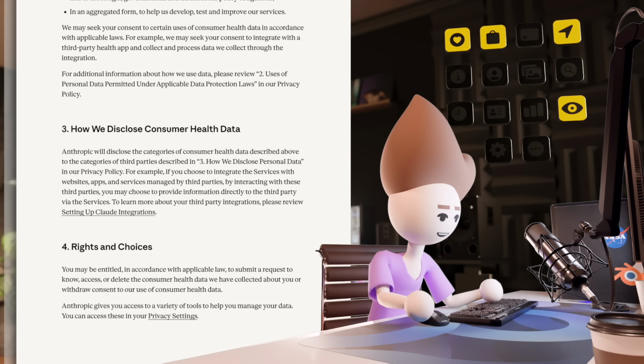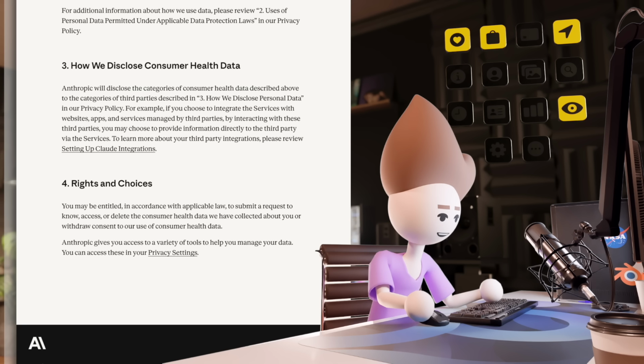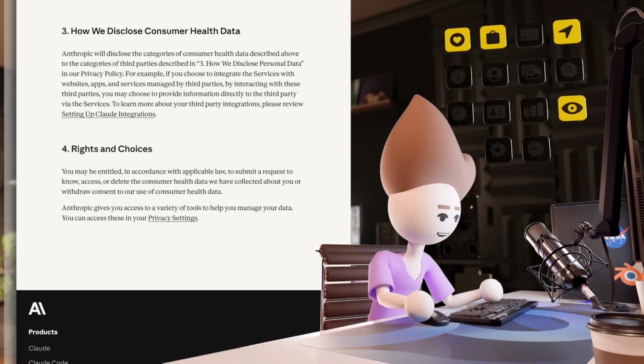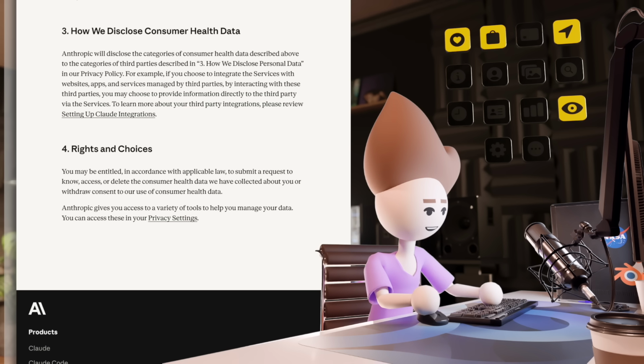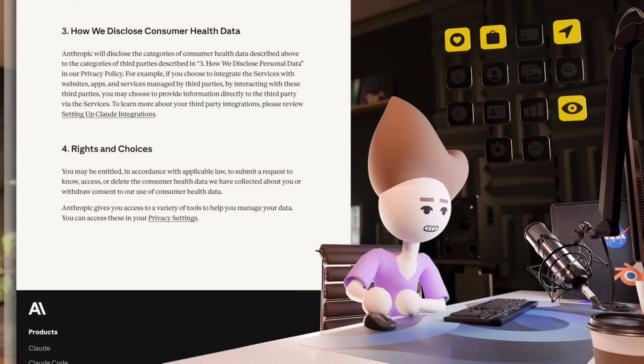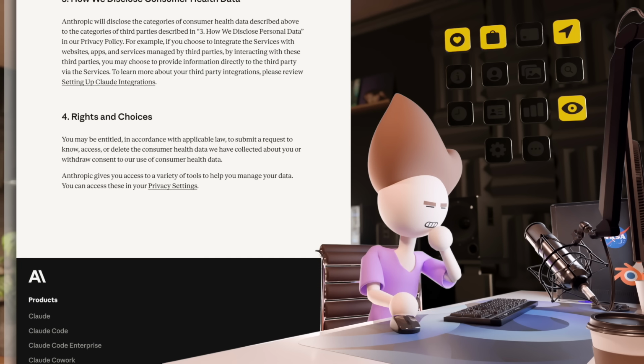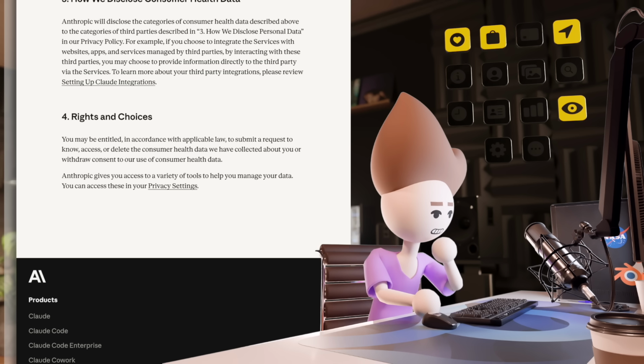This last part just applies to folks living in Washington. 4. Rights and choices. You may be entitled, in accordance with applicable laws, to submit a request to know, access, or delete the consumer health data we have collected about you or withdraw consent to our uses of consumer health data. Anthropic gives you access to a variety of tools to manage your data. You can access these in your privacy settings.